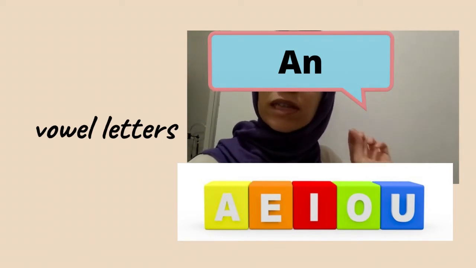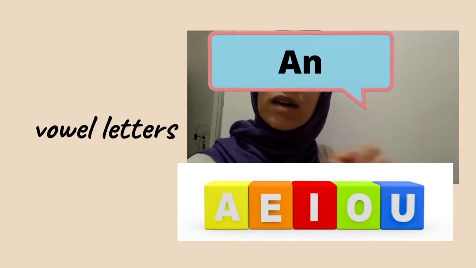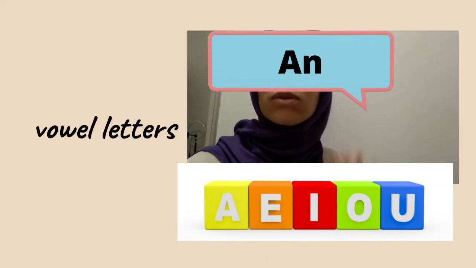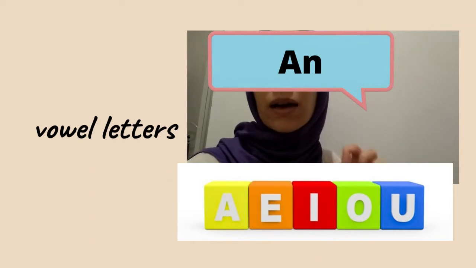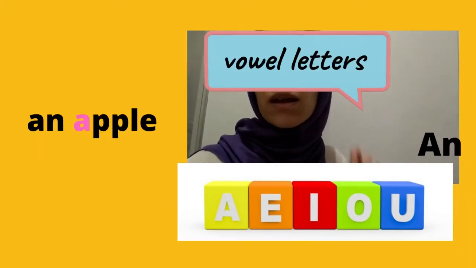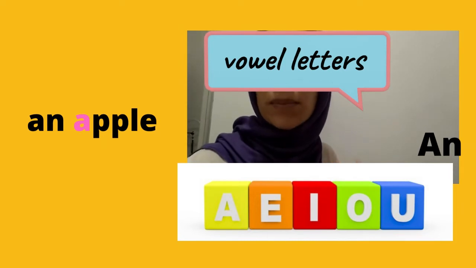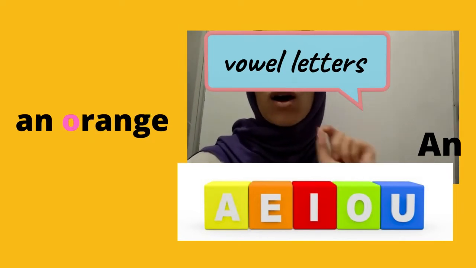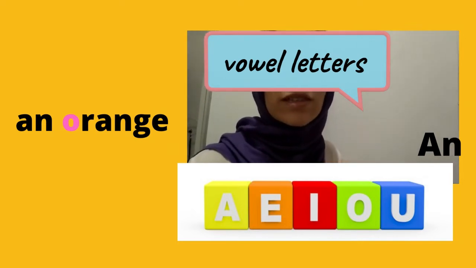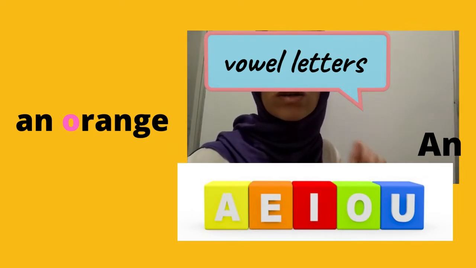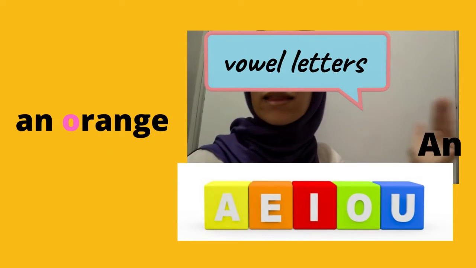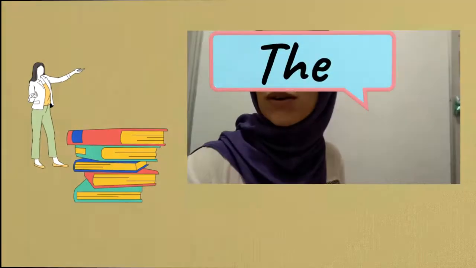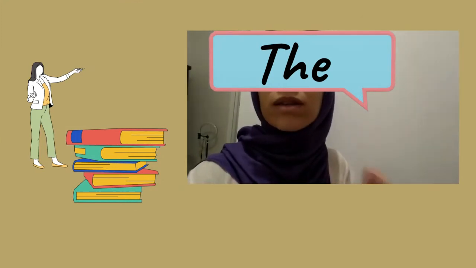So if the first letter of the noun starts with any of these 5 letters, then you need to use an. An apple. What is the first letter of apple? A. So we use an. An orange. What is the first letter? O. So we use an. And the same thing with the other vowel letters. Alright?